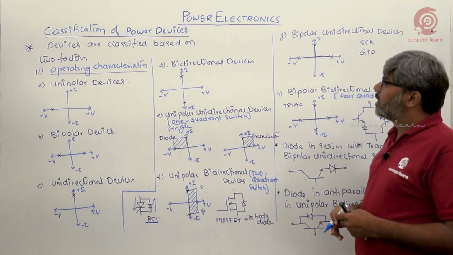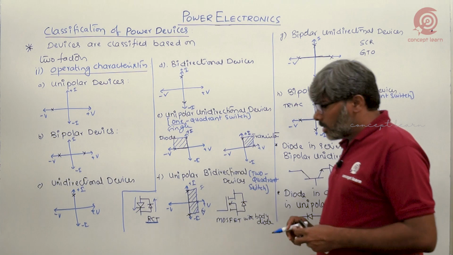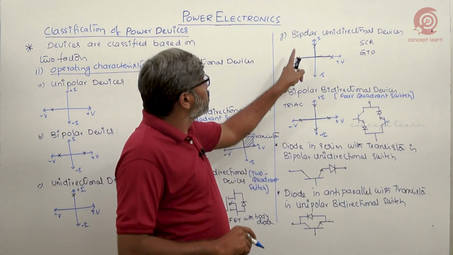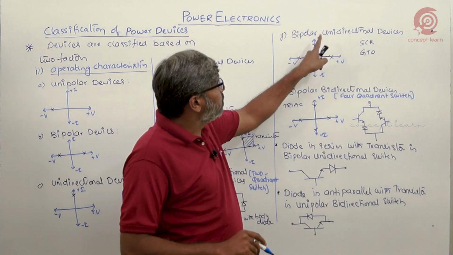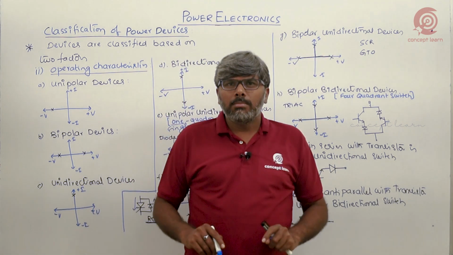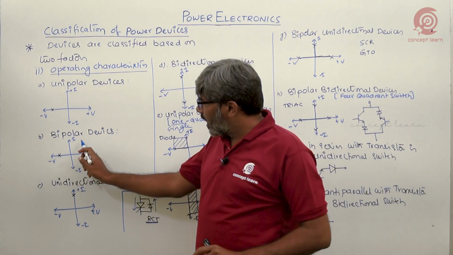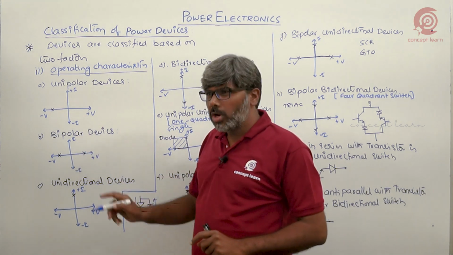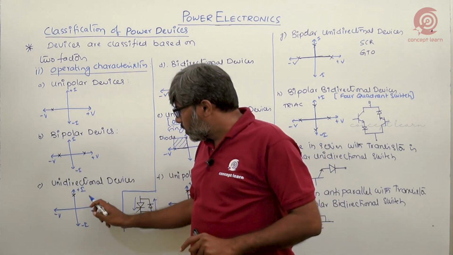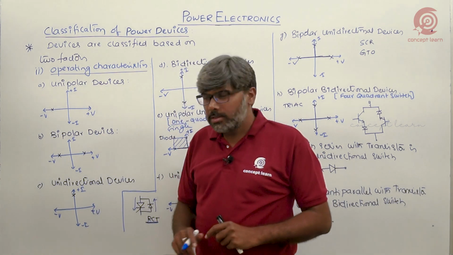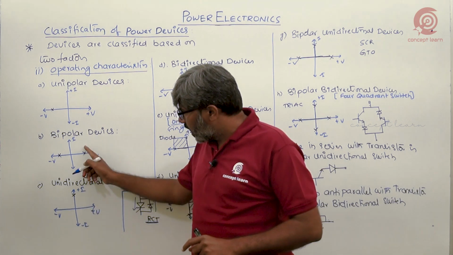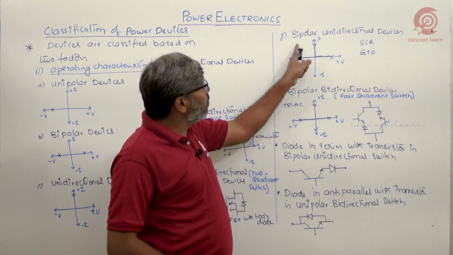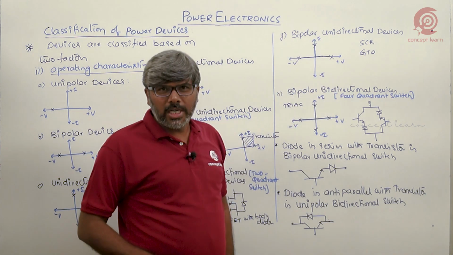Now coming to the seventh one, this is called bipolar unidirectional devices. Bipolar means the second device characteristic, and unidirectional, the third characteristic. By combining the first, second and third characteristics, we get bipolar unidirectional devices.